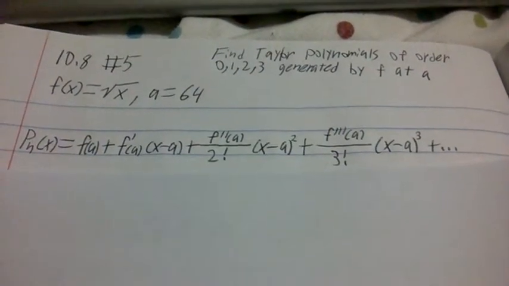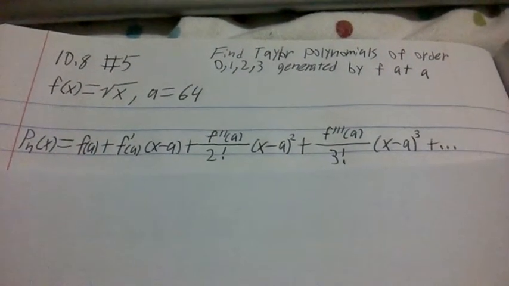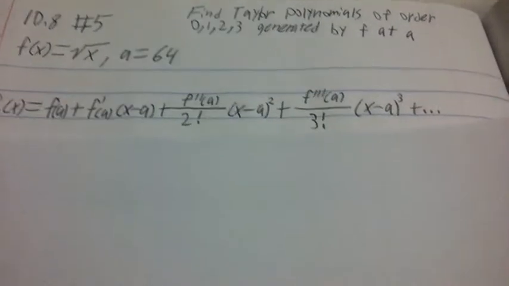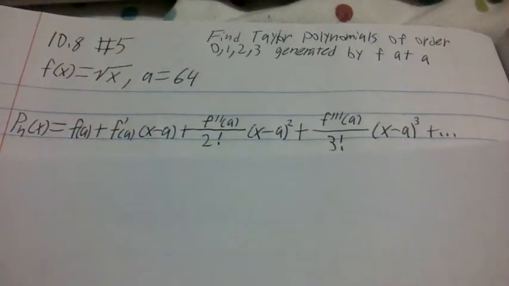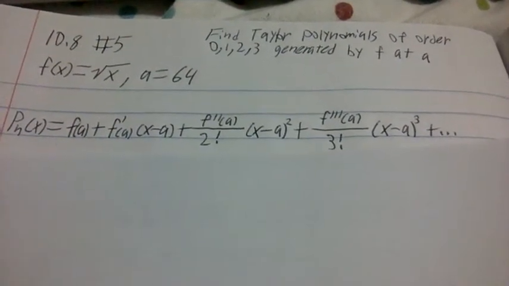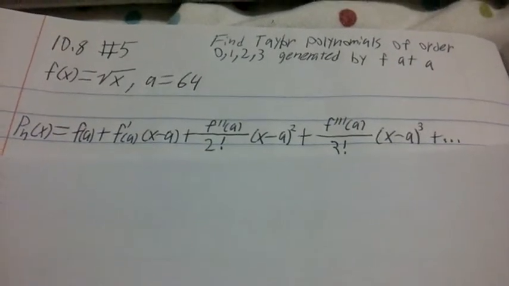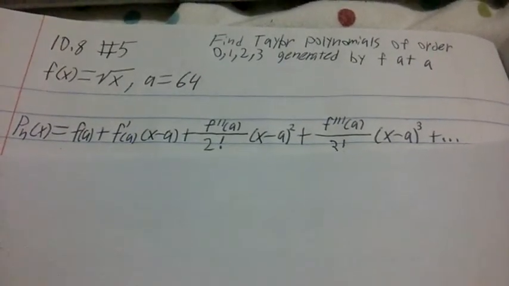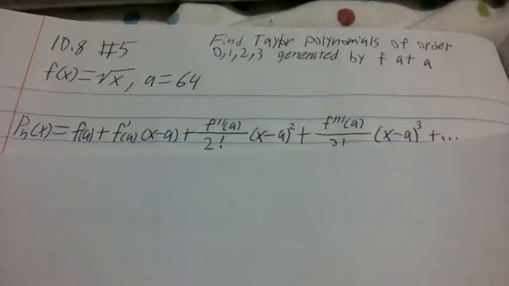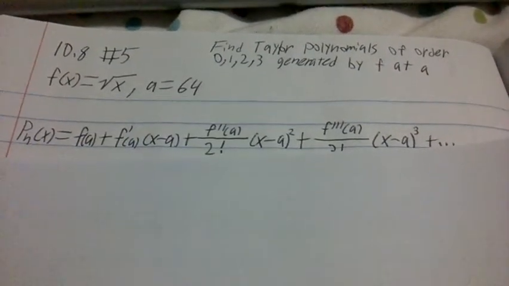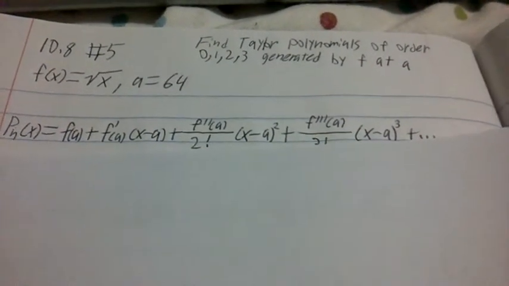Hey everyone, so the problem I'm doing is from section 10.8, number 5. It's f of x is equal to the square root of x at a equals 64. It's to find the Taylor polynomials of order 0, 1, 2, and 3 generated by f at a.